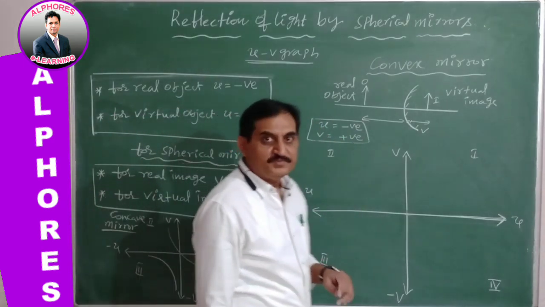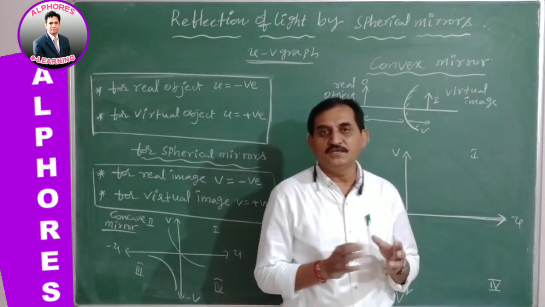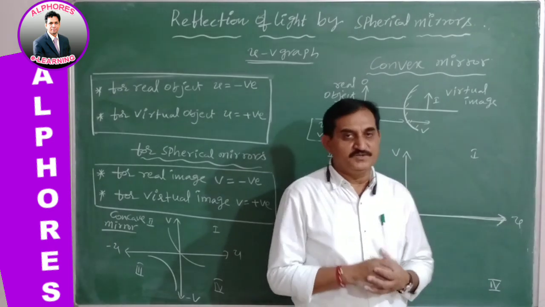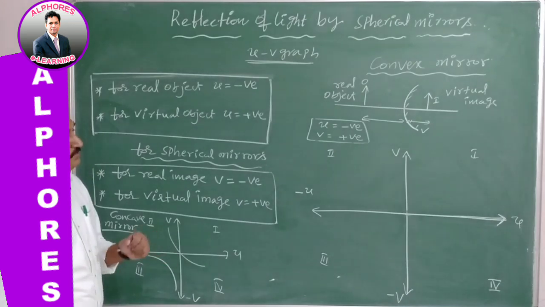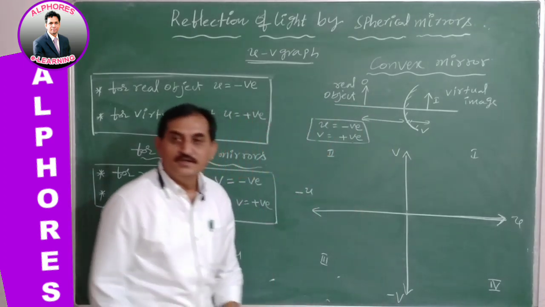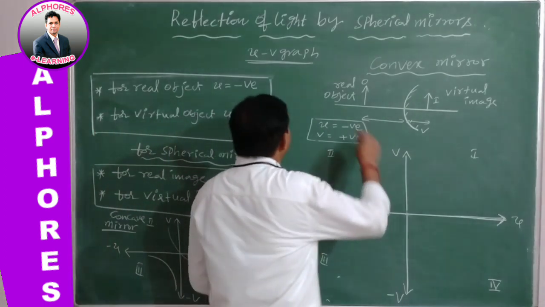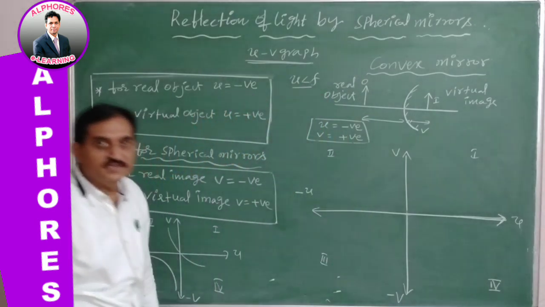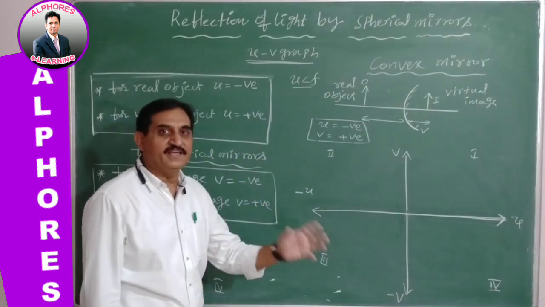So one more point we discussed earlier. The convex mirror not only gives a virtual image, it also gives a real image for a virtual object. Real image for a virtual object, how? There are two cases again. Case number one: whenever the object is virtual, if u is less than f, in this case its corresponding image formed will be real.